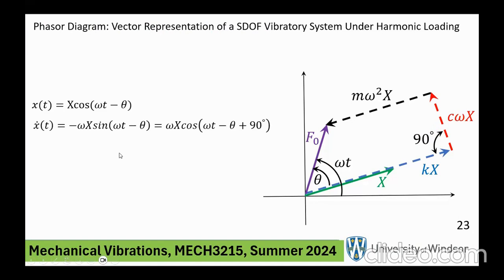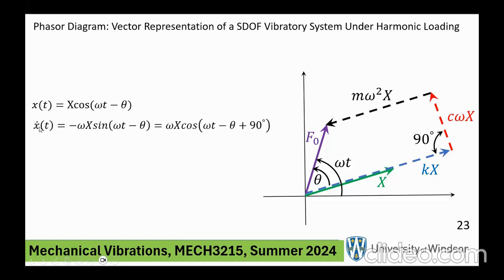So this is fine. You take the derivative of this, you're going to get that. Derivative of cosine is sine, and there is omega in the front. Now this sine, I can write it as cosine, except that I have to add 90 degrees to it. This is just the fact that cosine and sine are 90 degrees apart. So here's what happened. Look at x dot.